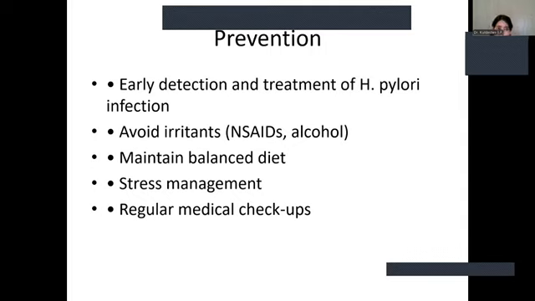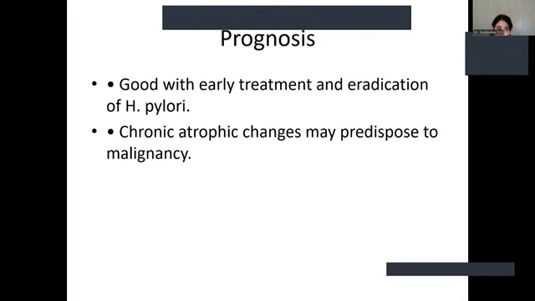Prevention. Early detection and treatment of H. pylori infection. Avoid irritants, NSAIDs, and alcohol. Maintain a balanced diet, stress management, and regular medical checkups. Prognosis is good with early treatment and eradication of H. pylori. Chronic atrophic changes may predispose to malignancy.